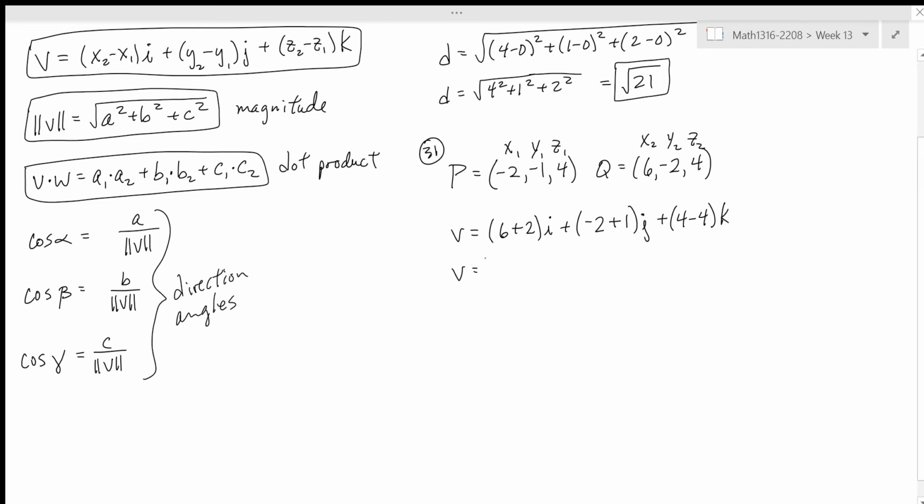6 plus 2. I've got an 8i minus 1j, which you can just put minus j. And I don't have any k. 4 minus 4 is 0. And there's the vector. That's it. That's done. So much fun. And if you just look at that, the way it's written, it looks like a 2D vector, doesn't it? Just an i and a j. I guess if you wanted to, you could put 0k. I don't know why you would, but you could put 0k.